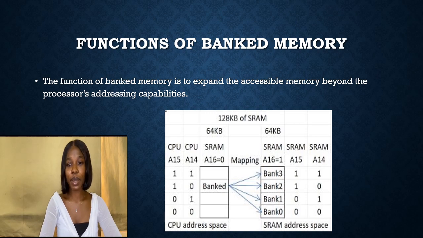In a system with bank memory, the available memory is divided into segments. Each bank is a distinct portion of memory, and the system has the ability to switch between these banks. This technique is particularly useful in applications that require more memory than the hardware's address space allows. By dividing the memory into banks and allowing the CPU to switch between them, bank memory provides the illusion of a larger memory space.